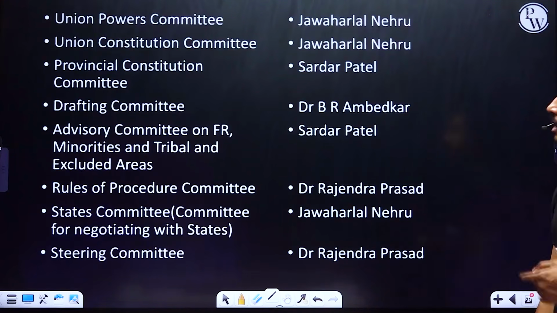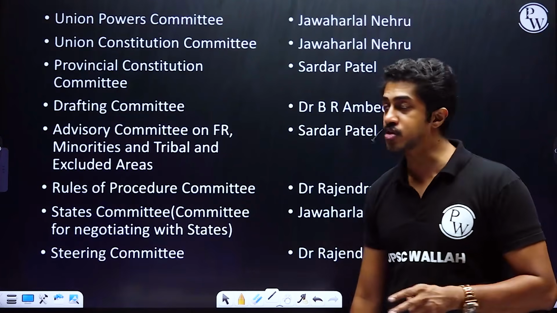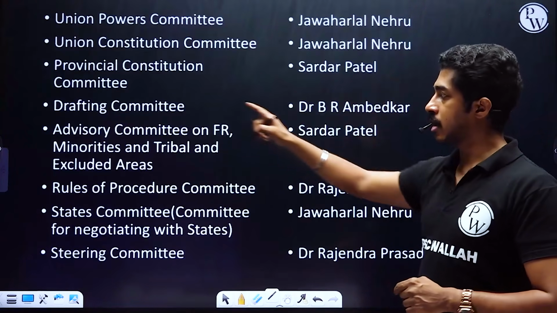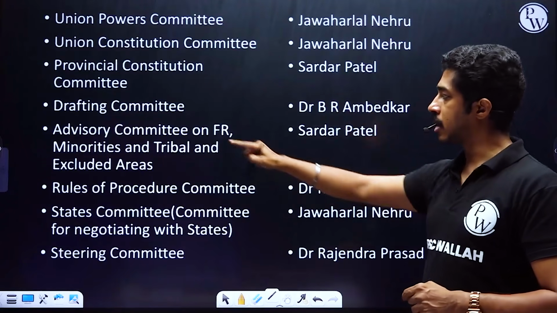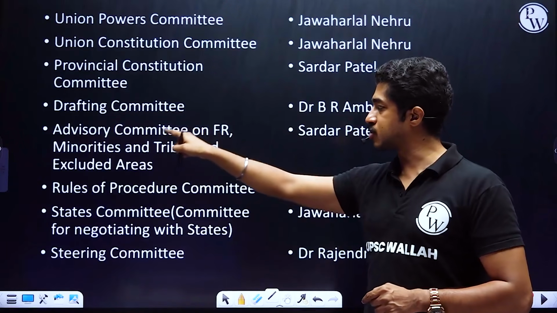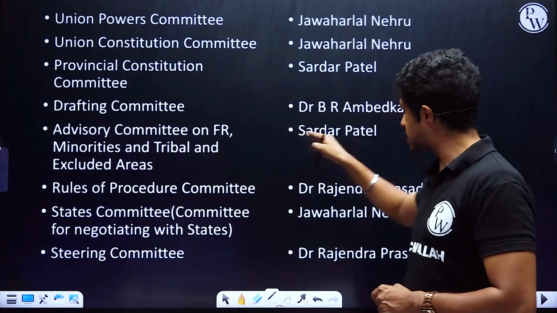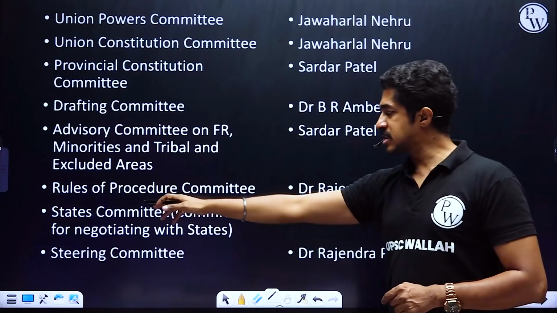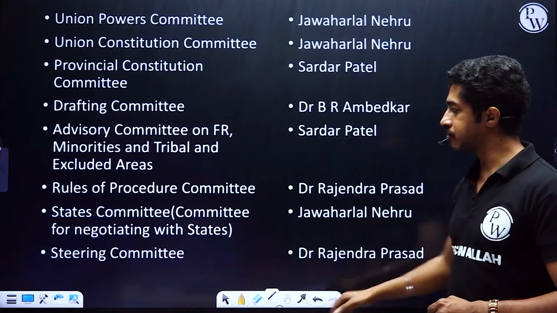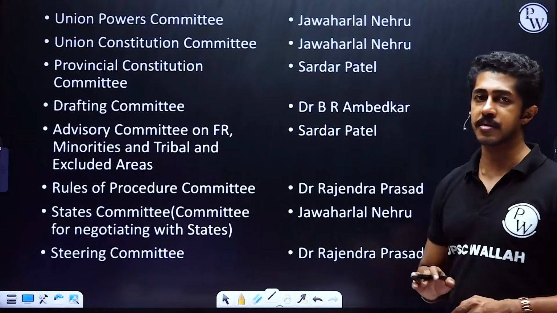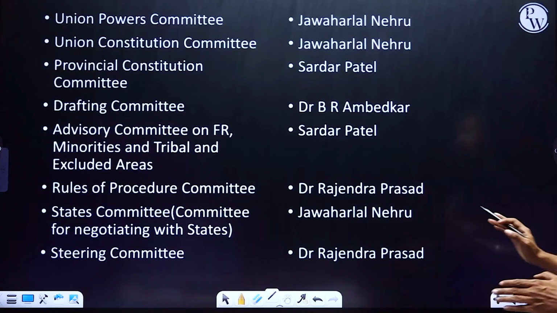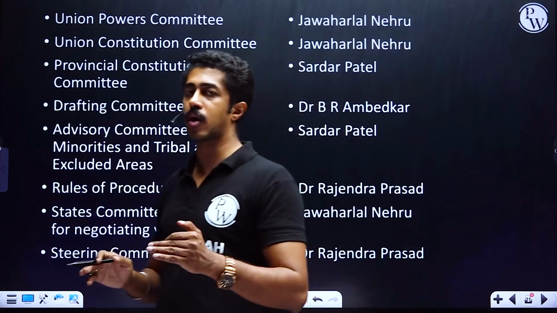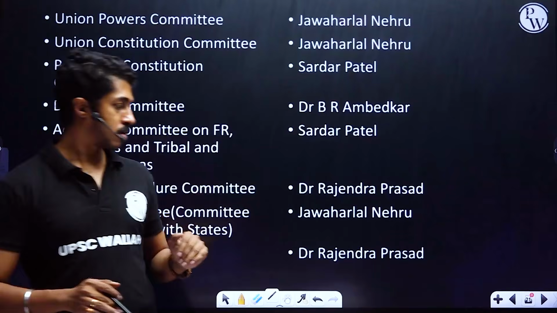Union Powers Committee, Jawaharlal Nehru. Constitution Committee, Jawaharlal Nehru again. Provincial Committee, Sardar Patel. Drafting Committee, B.R. Ambedkar. Advisory Committee on Fundamental Rights, Minorities, Tribal and Excluded Areas, Sardar Patel. Rules of Procedure Committee, Rajendra Prasad. States Committee, Jawaharlal Nehru. Steering Committee, Dr. Rajendra Prasad. So majorly if you look at it, it is Jawaharlal Nehru, Sardar Patel, Dr. Rajendra Prasad, and then you have B.R. Ambedkar.